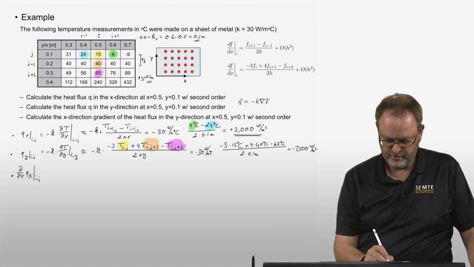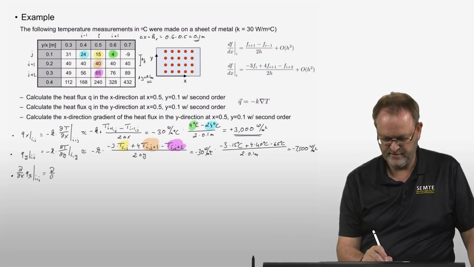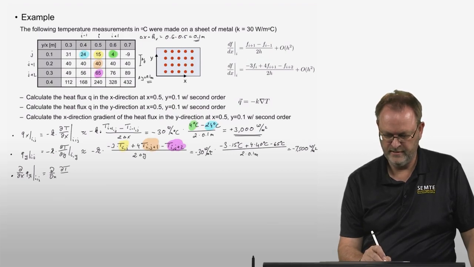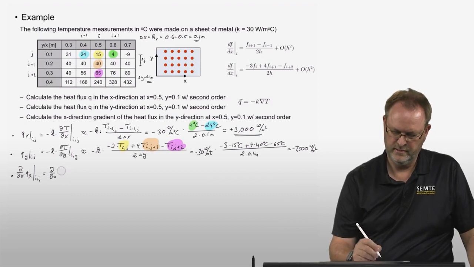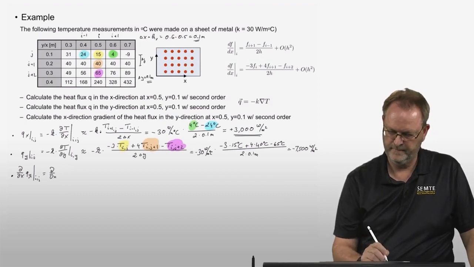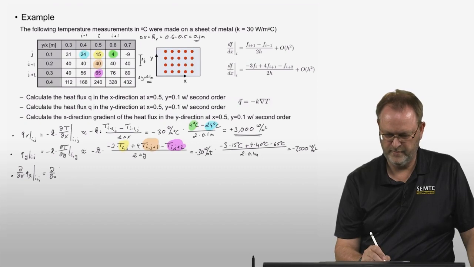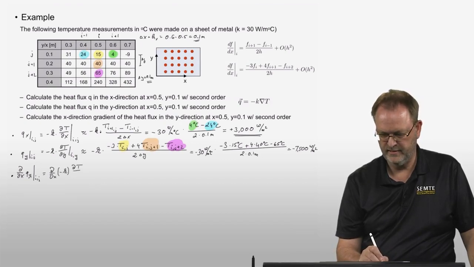So that's equal to d/dx of, well, we've got the minus k, so minus k times dT/dy, and all of this at the location i,j.